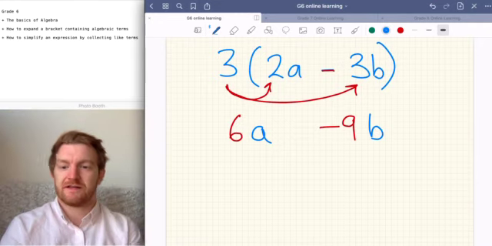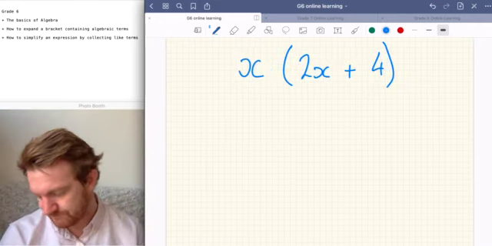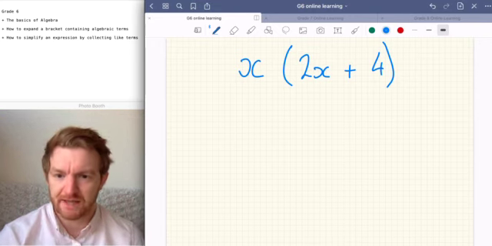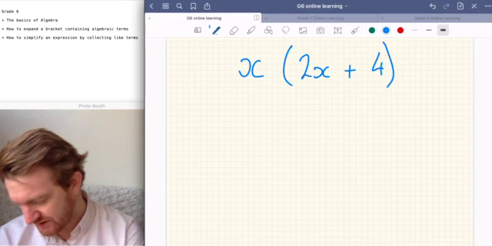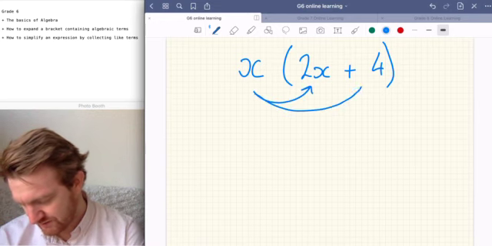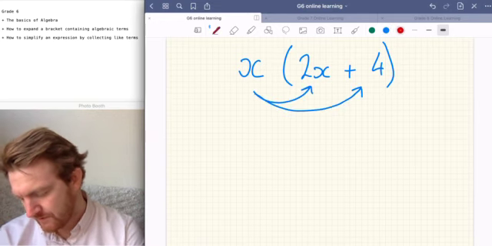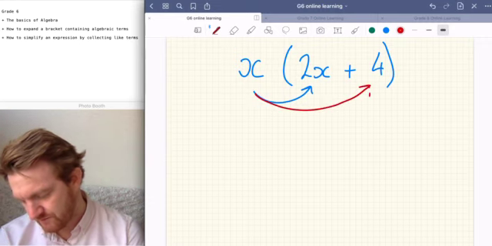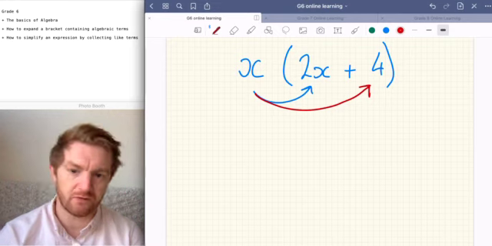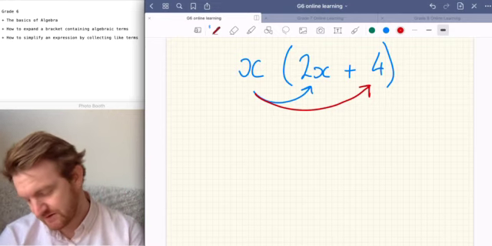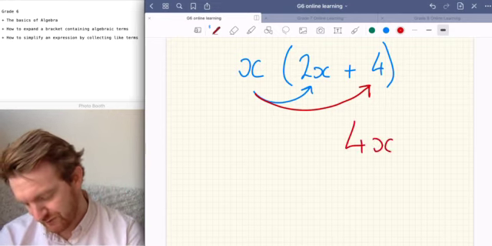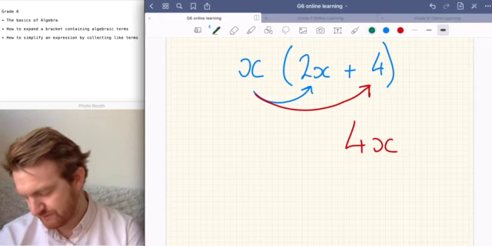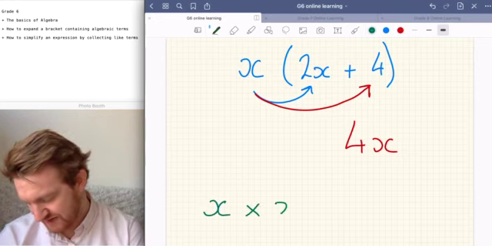Allergies. All right. Okay. What about if we've got 2 letters multiplying together? Here we've got x times 2x and x times 4. Well, the second one should be relatively straightforward. Here we've got x times 4, or 4 times x. So the last part is just going to be 4 x's. But the first part we have to be very careful. This is a common mistake I see people make.